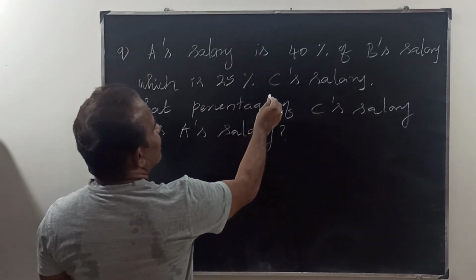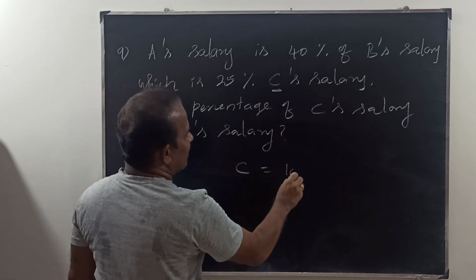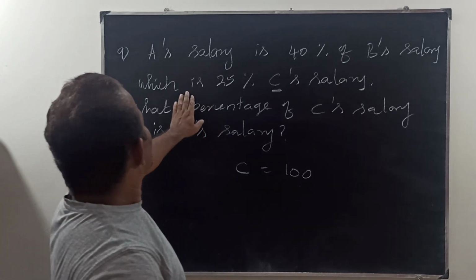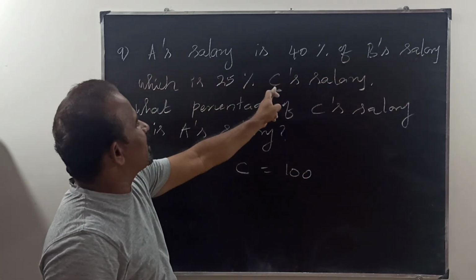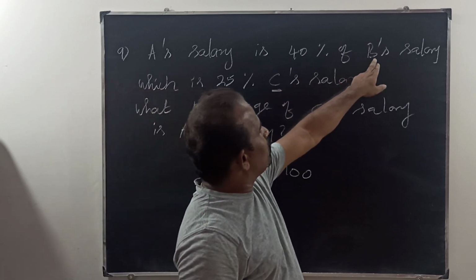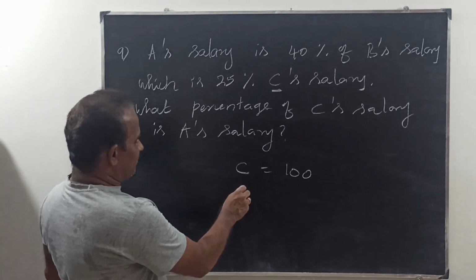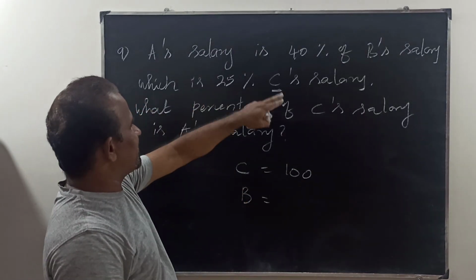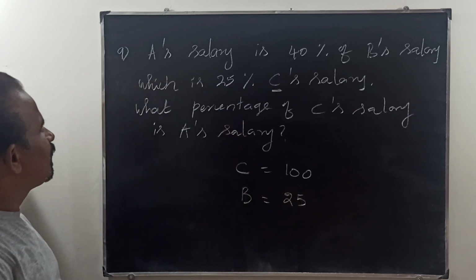So let us take C's salary is equal to 100. B's salary is 25% of C's salary. Therefore, B is equal to 25% of C's salary. So B is nothing but 25.